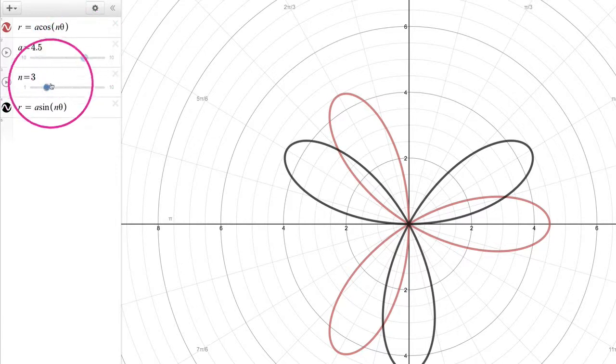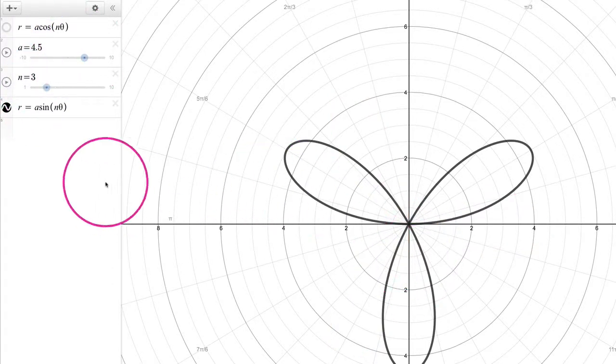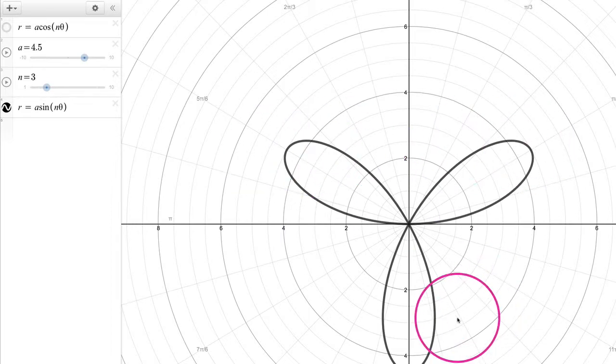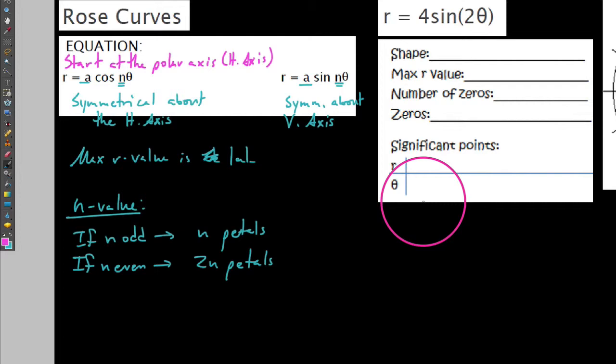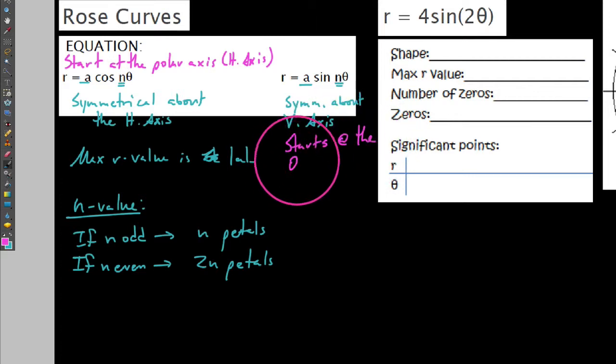But essentially, when you look at the sine graph, we say it has symmetry about the y-axis. So it's always going to start at what we call the pole, which is a weird thing to say because the pole is the origin. How does it start at the origin? But it just does. So we say it starts at the origin, or we call this the pole.